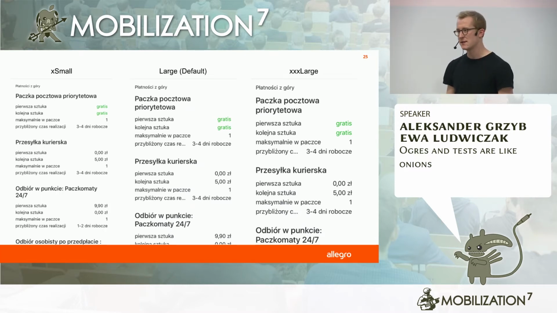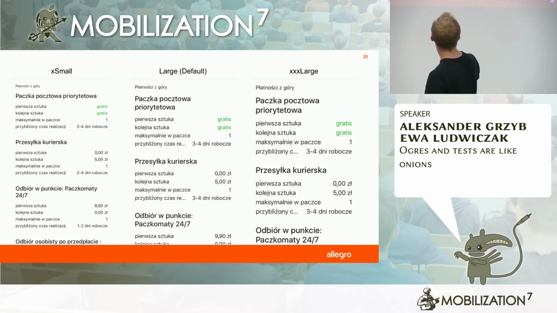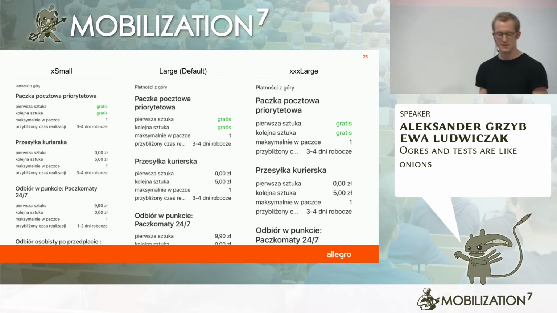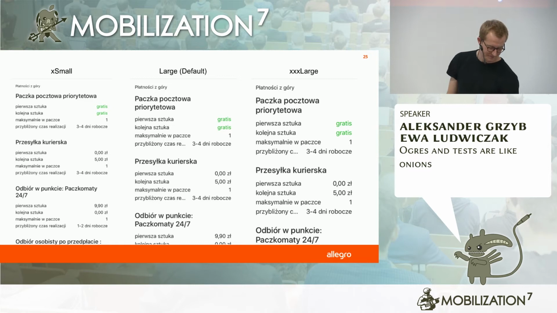So we test our views against different dynamic type sizes. And this has another benefit. As you can see on the right, we can see how labels are truncated when there is not enough space to show all the content.